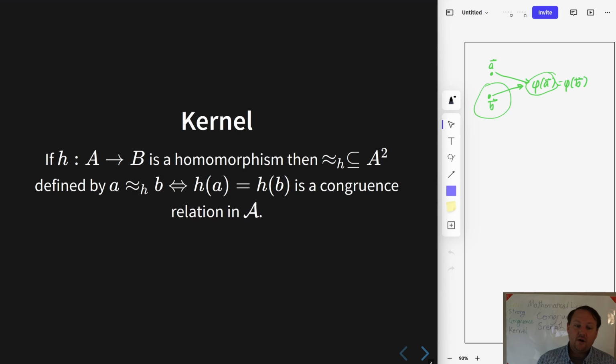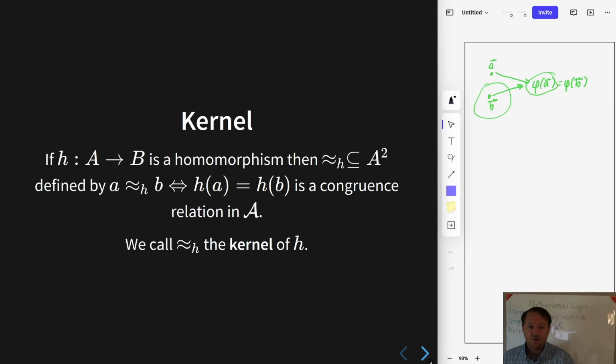And so we are going to say that the kernel is an equivalence relation, not just a set, but an equivalence relation on the set, defined by two things are equivalent to each other if and only if they have the same image under the homomorphism. And it follows from that definition that this always is a congruence relation. And so that is the kernel of the homomorphism H from A to B.